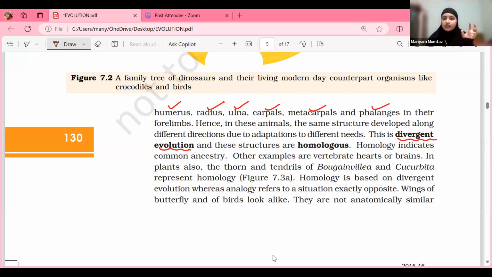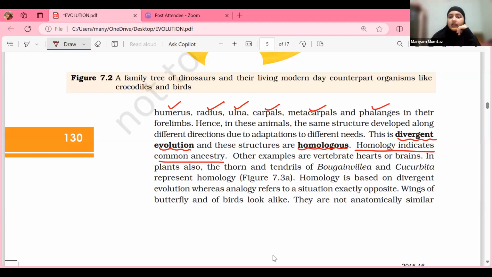And these structures that are similar in the way they are formed, but with different functions, are known as homologous structures. Homologous. Homo means same. Now, this phenomenon of having homologous structures is known as homology. So homology indicates common ancestry, that maybe something is common amongst all of them.